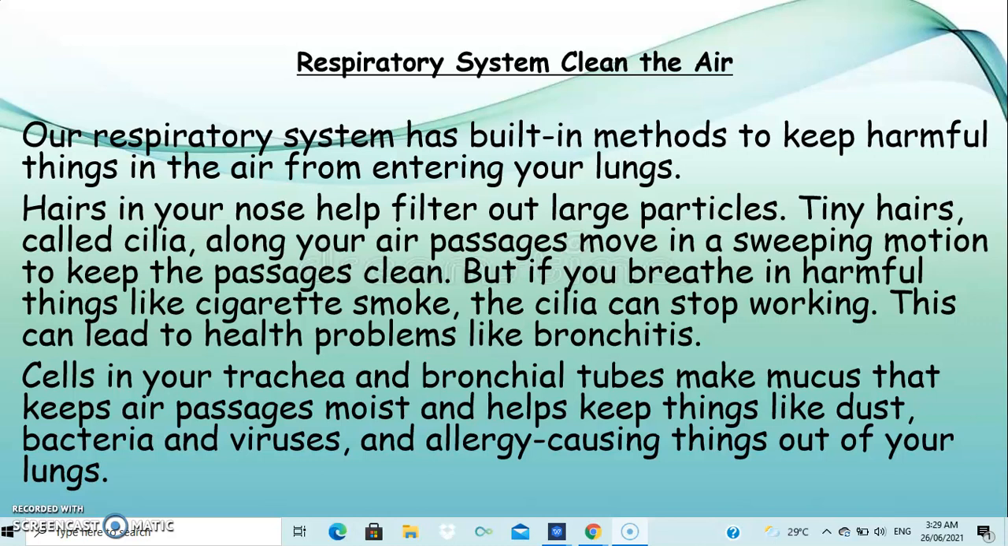Cells in your trachea and bronchial tubes make mucus that keeps air passages moist and helps keep things like dust, bacteria, viruses and allergy-causing things out of your lungs.